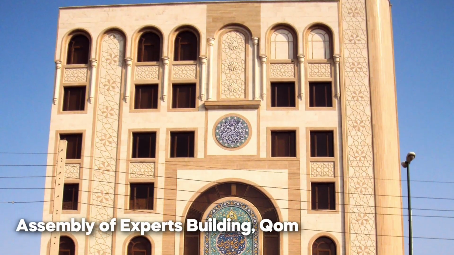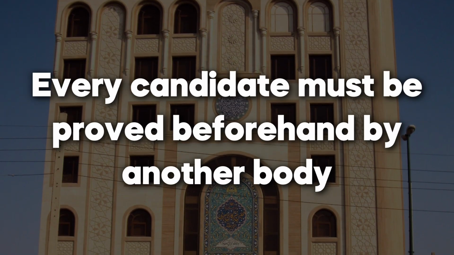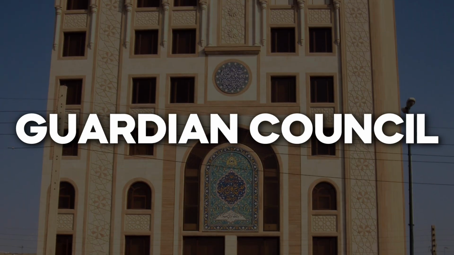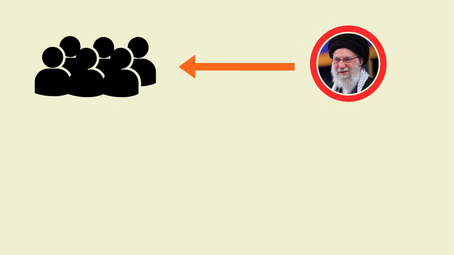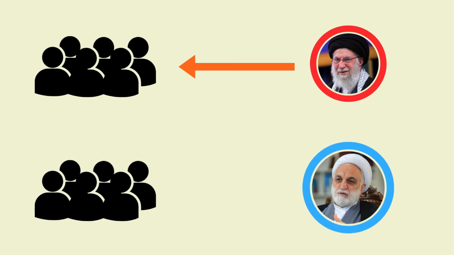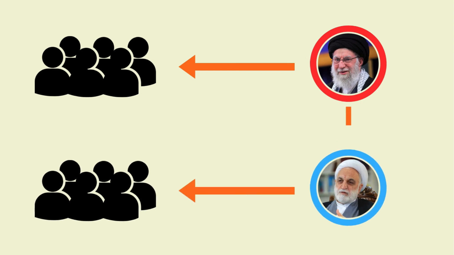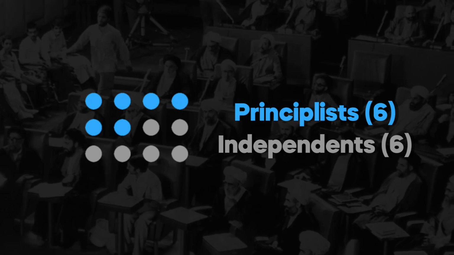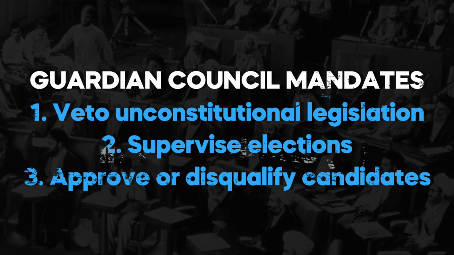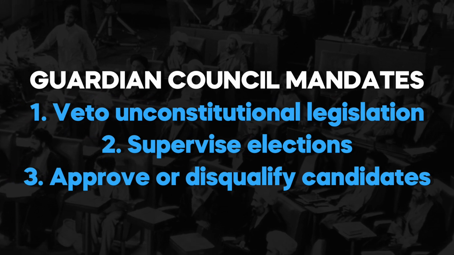Candidates are elected by the public vote every 8 years, and assembly members must further be approved by the Guardian Council, a 12-member council composed of 6 Islamic clerics appointed by the supreme leader, and 6 jurists appointed by the Chief Justice, himself appointed by the supreme leader. The Guardian Council has 3 mandates, one of which is approving or disqualifying candidates from these elections.